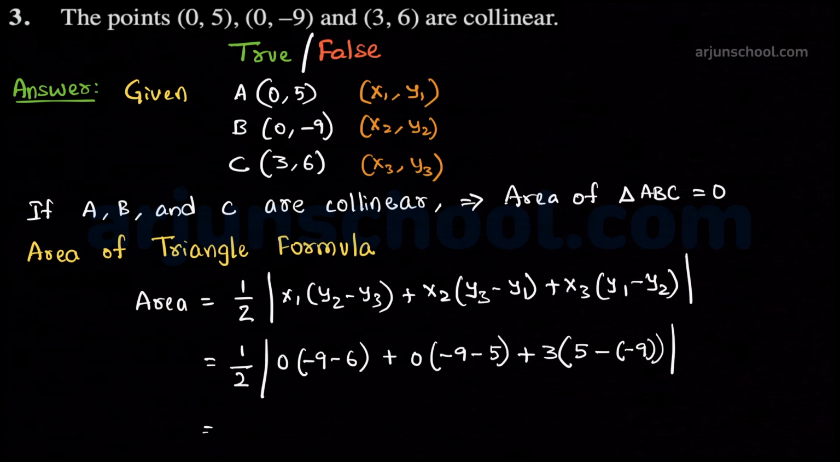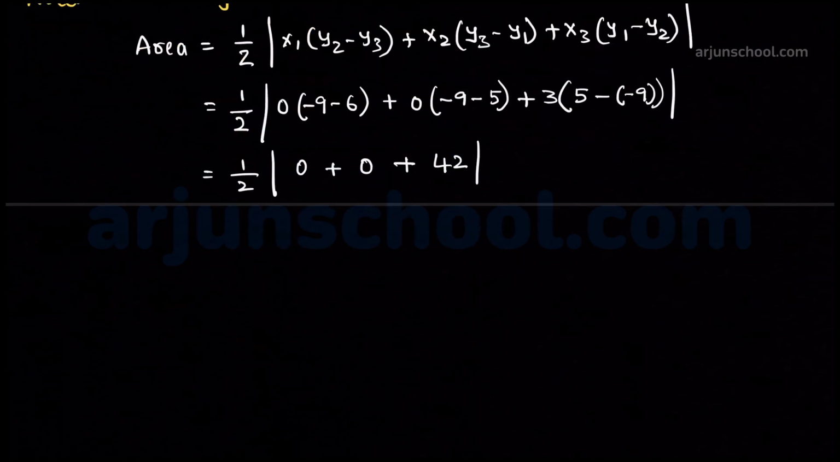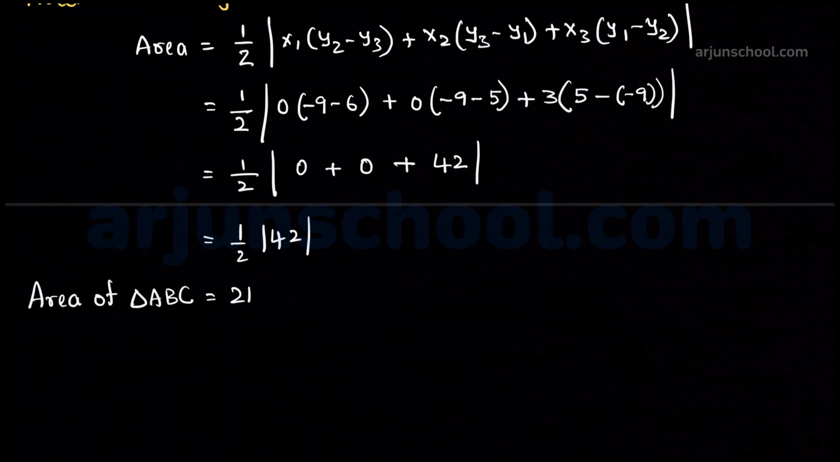Now let us simplify this. 1 by 2 modulus of 0 times -15, which is 0, plus 0 times -14, which is 0, plus 3 of (5 plus 9). 3 of 14 is 42. That is equal to 1 by 2 modulus of 42, which is equal to 21. Therefore, the area of the triangle formed by the given points A, B and C is 21.